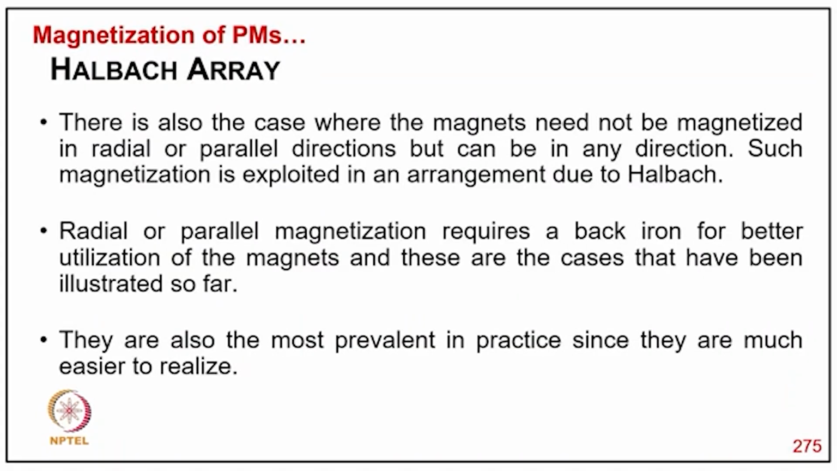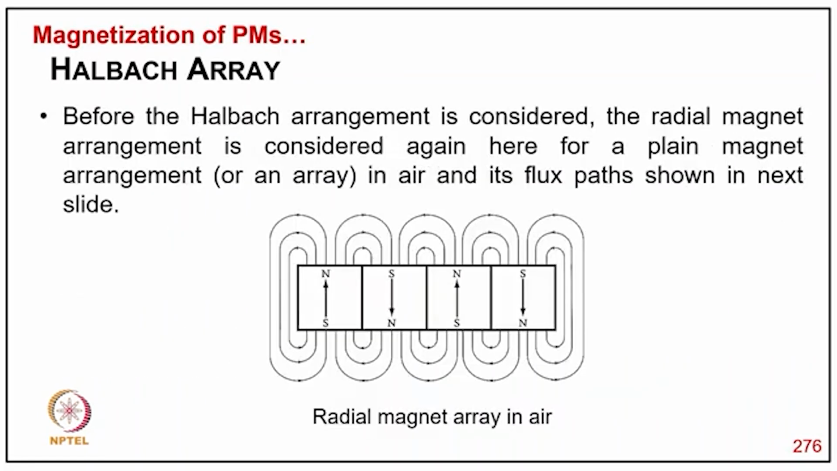Coming to the Halbach array, there is also a case where the magnets need not be magnetized in the radial and parallel direction, but can be in any direction, such as the magnetization exploited by the arrangement due to Halbach. Radial or parallel magnetization requires a back iron for better utilization of magnets, and these are all cases illustrated so far. They are also the most prevalent in practice since they are much easier to realize. So here is the Halbach array. You can see a radial magnet array in the air.